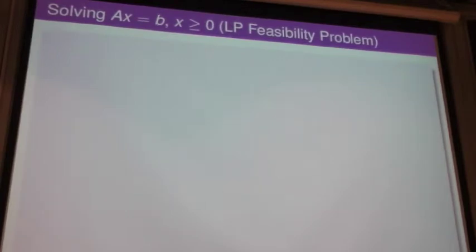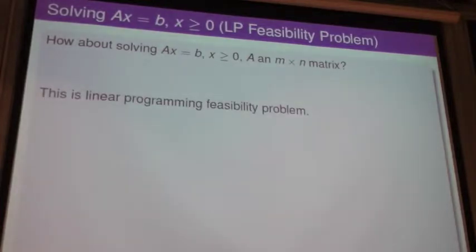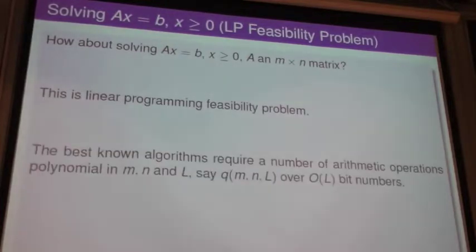Now what happens if you have a system of the type Ax equals b, x bigger than or equal to 0, which is the linear programming feasibility problem? How do we solve this? The best known algorithms for solving this require arithmetic operations polynomial in m and L, say q of m and L, over O(L) bits.